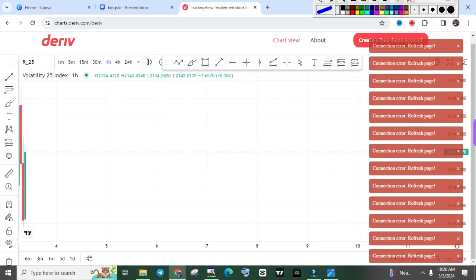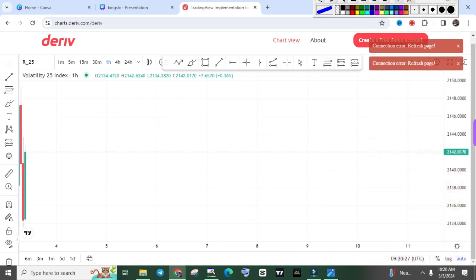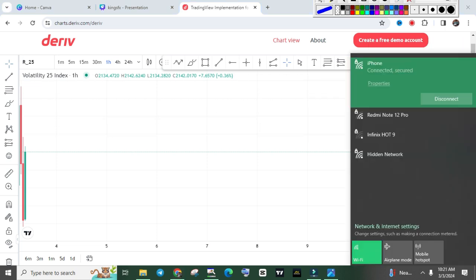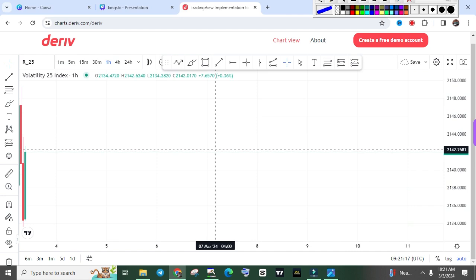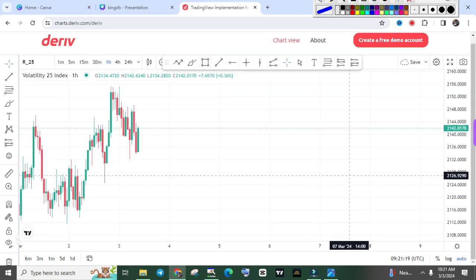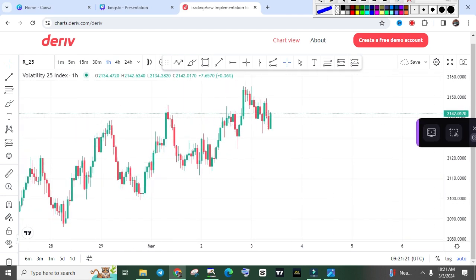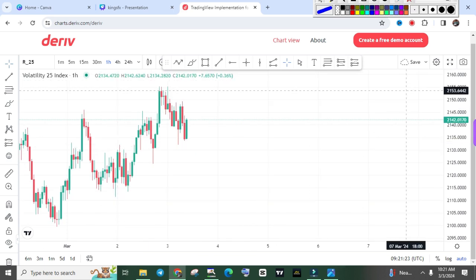Sorry about this. Okay, sorry, I think my network is slow. So let me share with you a clear example of what we mean by liquidity.